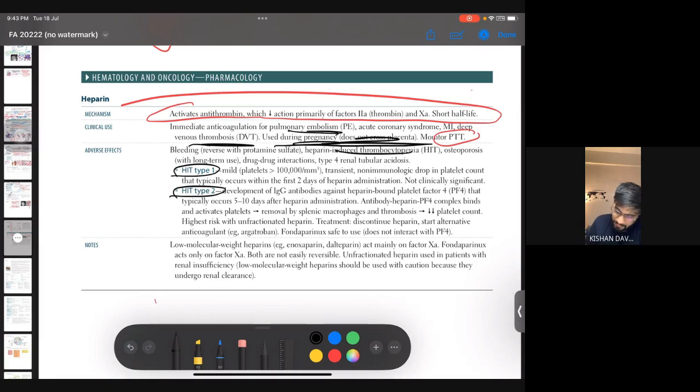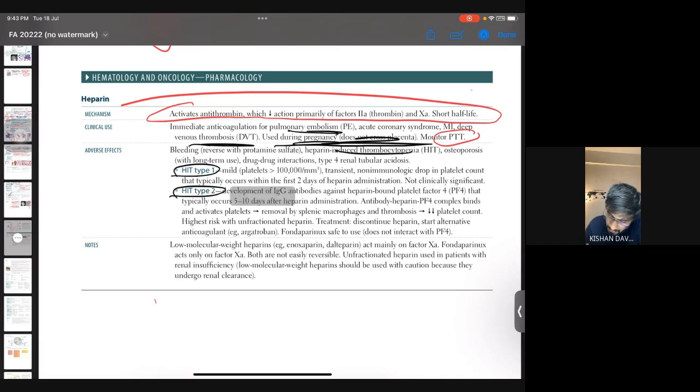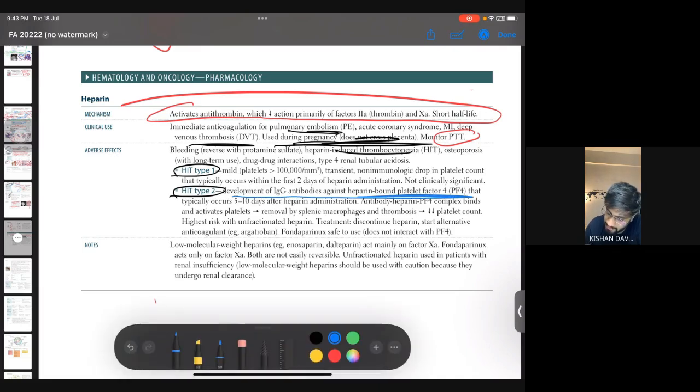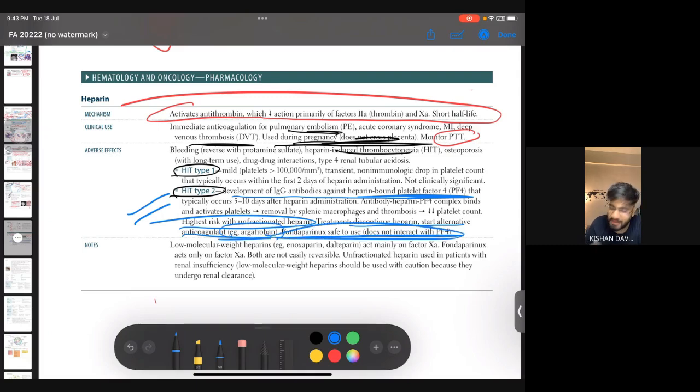Type 1 and type 2, they have never asked. But in type 2, they have asked this one point: development of IgG antibodies against the heparin platelet factor 4 complex. This is important, and the highest risk is with unfractionated heparin. Treatment is to discontinue heparin and start alternative anticoagulants, argatroban. Fondaparinux is safe to use because it does not interact with PF4. All these are one-liners. Another important point: the antidote for heparin is protamine sulfate. You have to remember this.